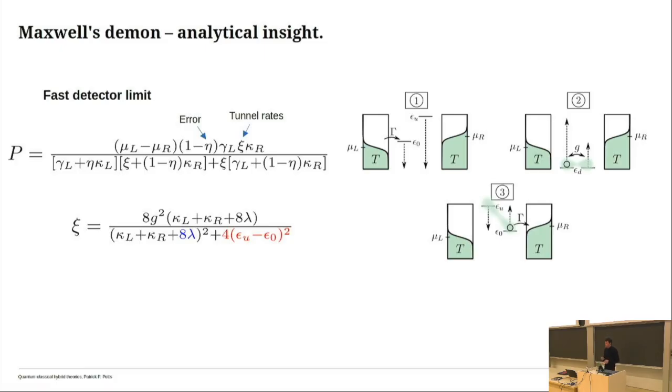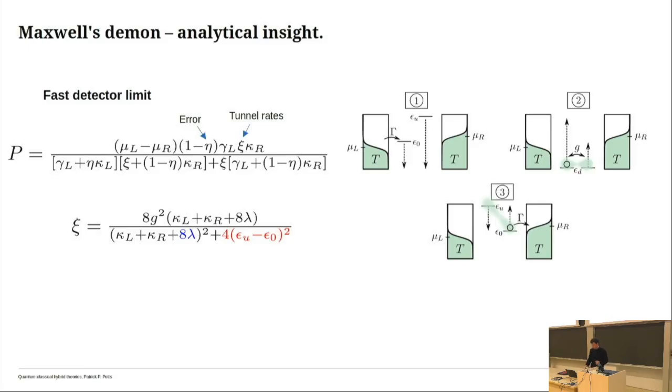There are a bunch of terms in the numerator. The first one is the difference in chemical potential. It is natural that it appears, because that's the energy scale that we're working with here. Then the second bracket is 1 minus eta, where eta is an error probability. And that tells us that the more errors we make, the less power we will get out, right? That error probability depends on the measurement strength and on the bandwidth of the detector. And then we have 3 different tunnel rates, and these describe the transport through the system. Gamma L describes the transport into the left dot, kappa R describes how the electron leaves to the right reservoir, and psi is an effective tunnel rate between the left and the right dot.